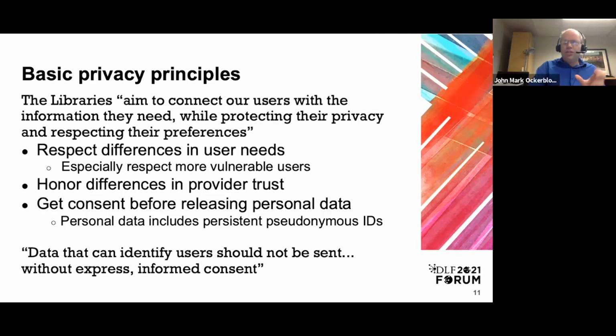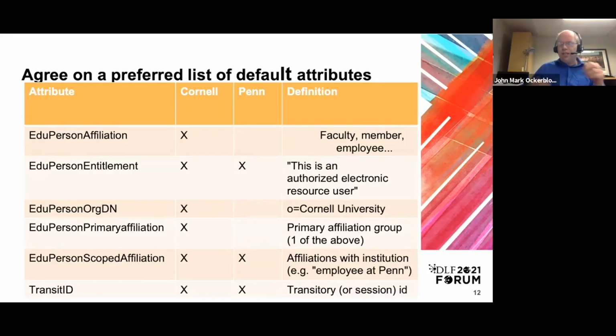We need to honor differences in provider trust. Just because I trust a provider doesn't necessarily mean you do, and vice versa. And we need to get consent before releasing personal data. And we realize this not only includes obvious personal data like my name or my email address, but also things like persistent pseudonymous IDs, which Dorothea, I believe, talked about a bit. And those don't necessarily name me directly, but if you pass around this ID a bunch and vendors then get a lot of events and information associated with that, they can re-identify me, and that's a problem. Our basic principle that we express in the document is that data that can identify users should not be sent without express informed consent.